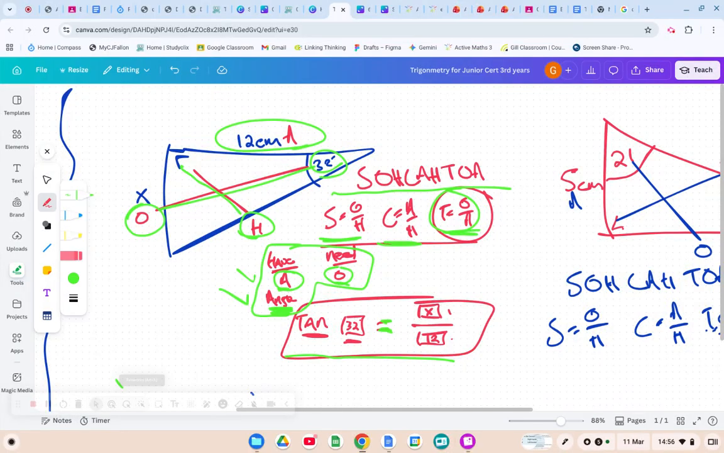That allows us to set up our equation. There's our equal sign, the tan, here's the angle, and O over A, x over 12. O is x and A is 12. There we go. That's all I want you to learn today on that.